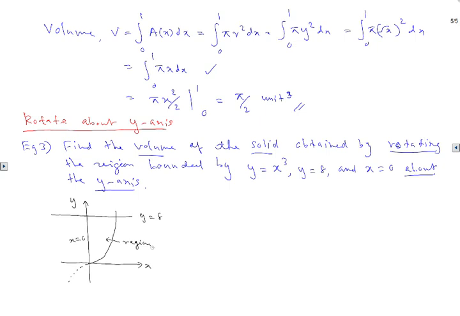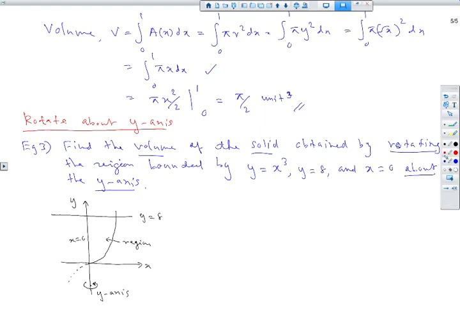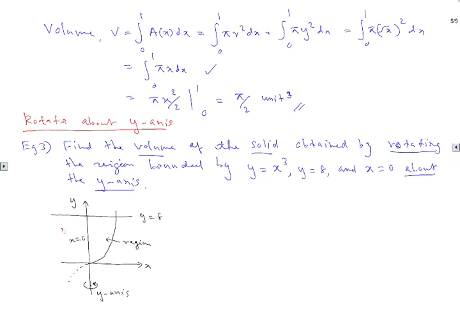So what do you need now? Actually, this time you rotate about the y-axis. Remember, when you rotate, you always need to cut perpendicular to the axis of rotation. So that's the axis of rotation, and you cut perpendicular to this axis. If you do, your typical disc looks like this. So you are looking for this radius.